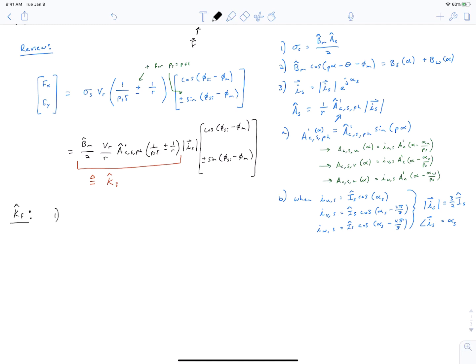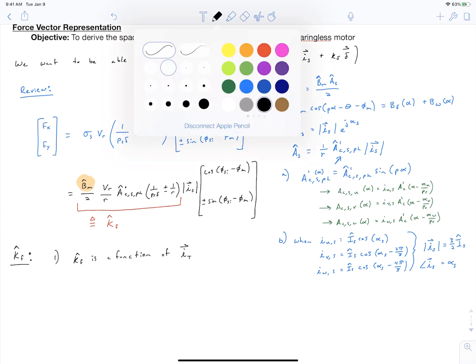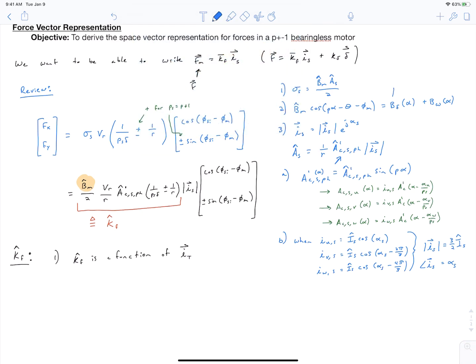And so the first thing that we can note about kf hat is that it is actually a function of our torque current space vector. And we can see that because of this quantity bm hat. In fact, if we go back to our review slide over here, this right here is the magnetic loading of our motor design. And this quantity right here is the armature reaction field, which is produced by our torque current space vector. Our torque current space vector changes this field, which in turn changes this, and changes this.